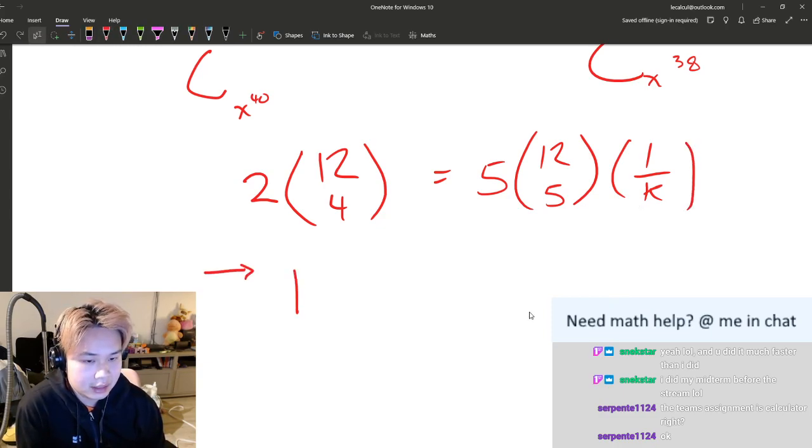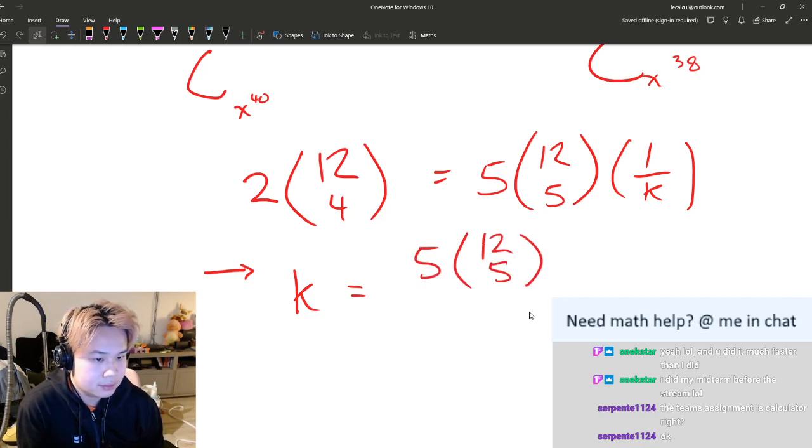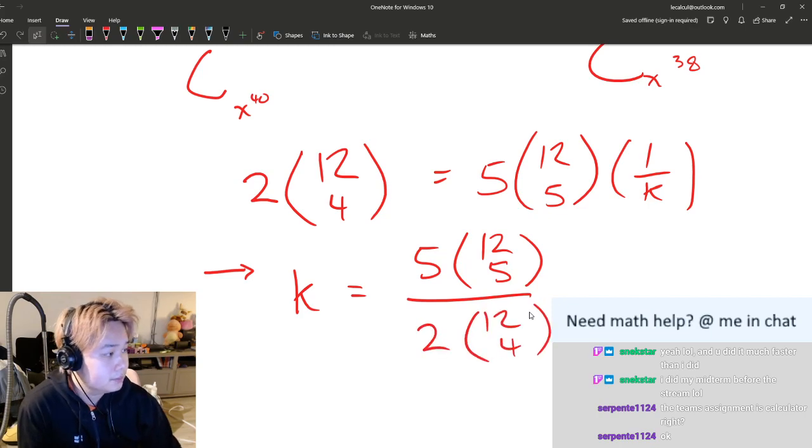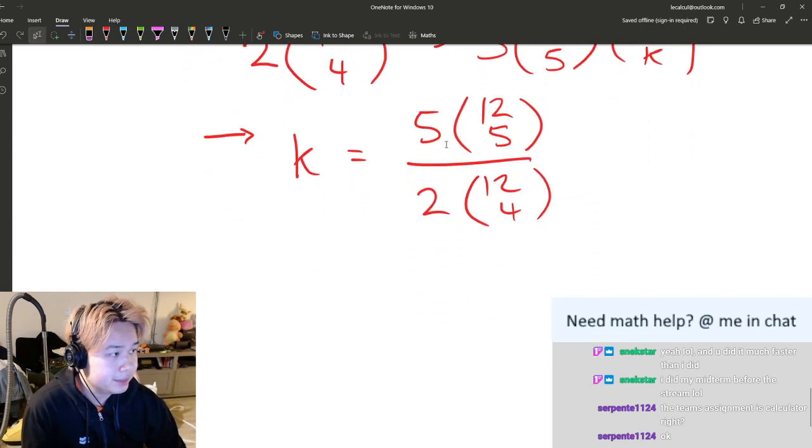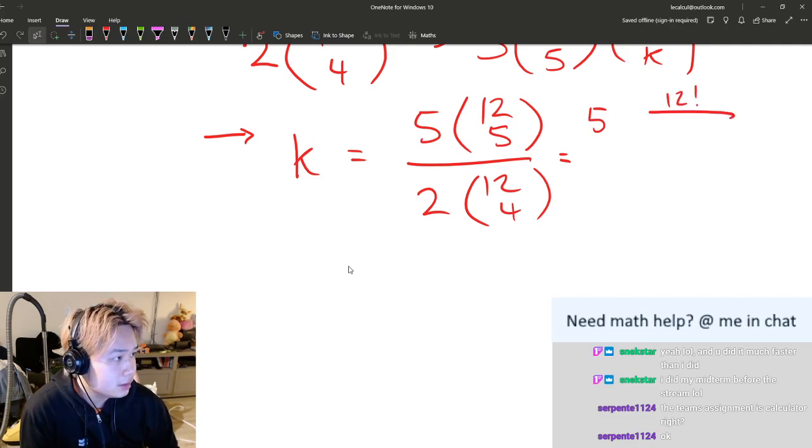So this implies k is 5 times 12C5 over 2 times 12C4. Okay, and then you can put this into your calculator at this point to calculate the actual number itself. But let's see how far we can take this before we need to do anything in the calculator. Using your formula book, 12C5 is defined as 12 factorial over 5 factorial and 7 factorial.